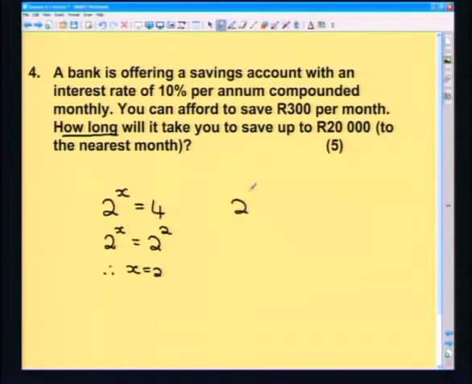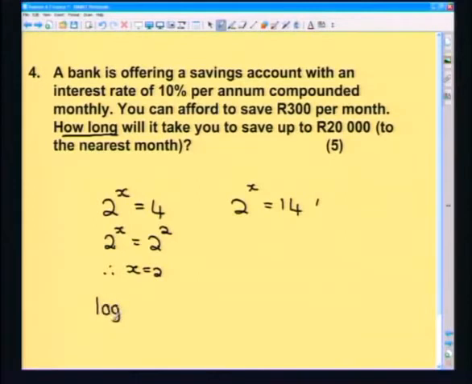The problem happens when I've got something like this looking at me. Because now nothing I do will make 14 a power of 2. So I've got a problem here, and this is where exponents let me down. And this is where we have to quickly do a little bit on a section called logs. Logarithms will be done in more detail later on, but just for the purposes of this lesson, I want to give you a definition. The definition says the following. It says, if I have log to the base A of B equals C, then A to the C equals B.